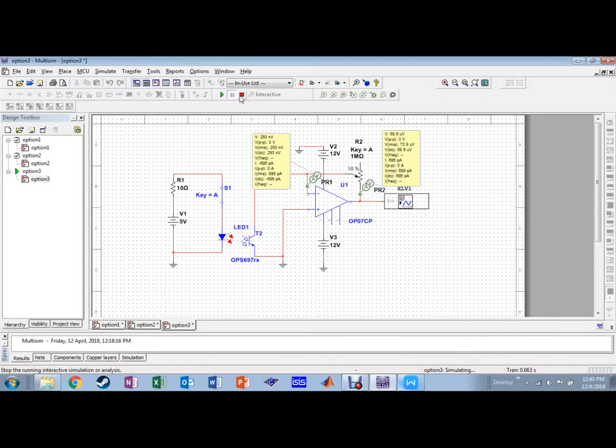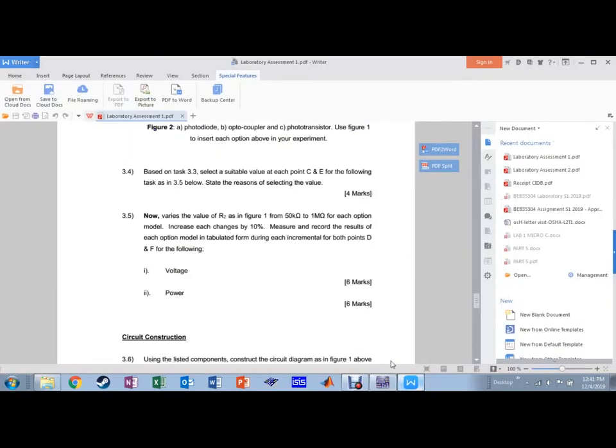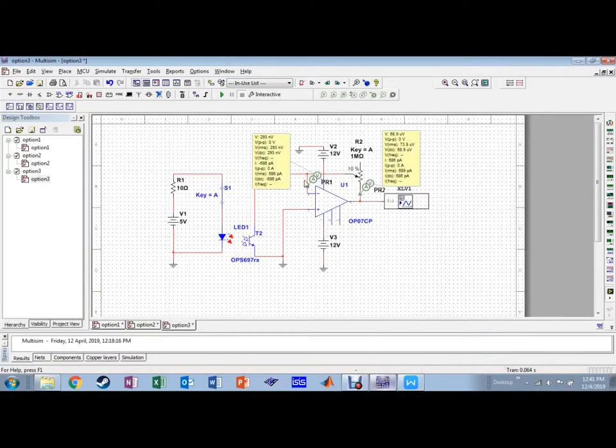Okay, we need to measure the power also, as mentioned here. In order to measure the power, as usual, use the formula P equal to VI. We multiply the voltage with the current, so we get the power at a certain point for both points at a certain resistance, ranging from 50k to 1 mega.